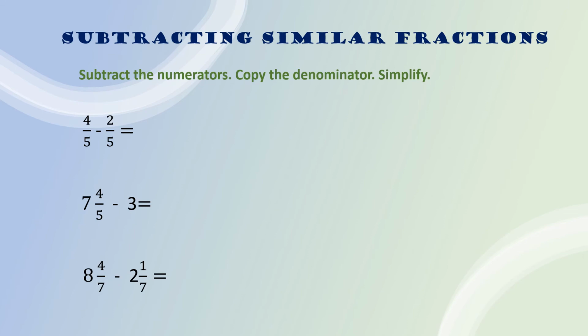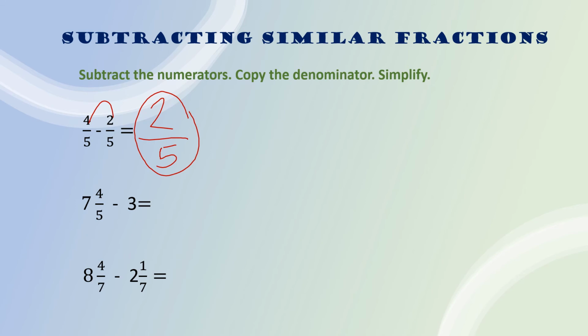Let's solve the following problems using the rule. So we have 4/5 minus 2/5. Since we have the same denominator, we can just subtract the numerators. 4 minus 2 is 2. Then copy the denominator, 5. Is it already in its lowest term? Yes. So this is our final answer.